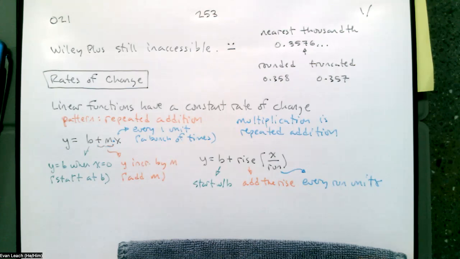Now, because the rise is just being multiplied by x over run, that is the number of times we've added the rise. Because this is multiplication and x divided by the run is division, we can commute these two. We can just take the rise, divide by the run, and then multiply by the x. Or you can take x divided by the run, then multiply by the rise. Or you can also, I guess, multiply the rise by x and then divide by the run like a damn sociopath. But it's all mixed up because it's multiplication and division, and it doesn't care what order we go in.